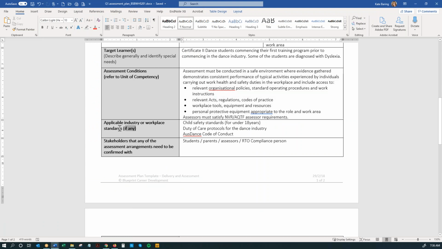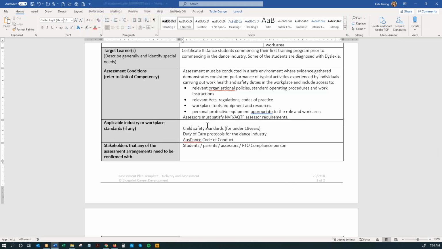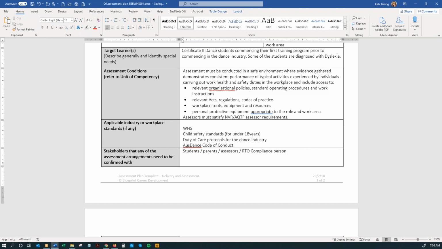And then we have to think about any specific industry and workplace standards. You may remember from the theory session on our assessment practice that it's not enough just to assess to the unit of competency. You also have to consider, is the industry telling you that there is a set standard or an expectation around behaviours of completing certain tasks that is industry specific, or workplace standards? It could be as simple as your WHS legislation. That goes across most industries, so you could always have that in here. That's the WHS Act of 2011.